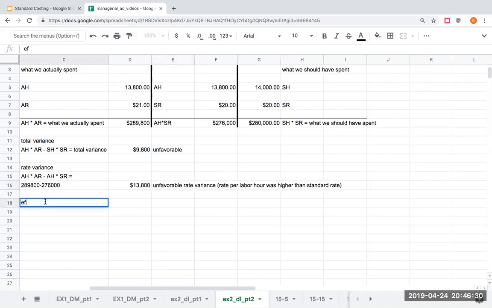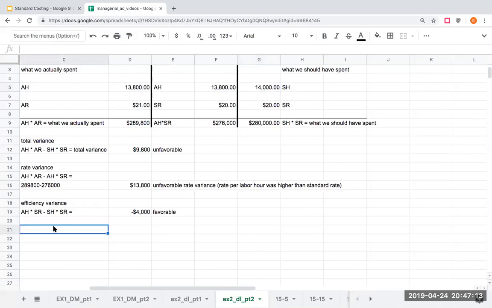The second part of this is my efficiency variance, or what we would call in materials a quantity variance, but here it's going to be an efficiency variance. Meaning how efficient were we in actually producing the units of product. So this is going to be my actual hours times my standard rate minus my standard hours times my standard rate. And here, this is going to be a negative 4,000. And this is actually going to be favorable. Why is this going to be favorable? Because I only spent 13,800 hours making 400 units when I should have actually spent 14,000 hours making those 400 units.